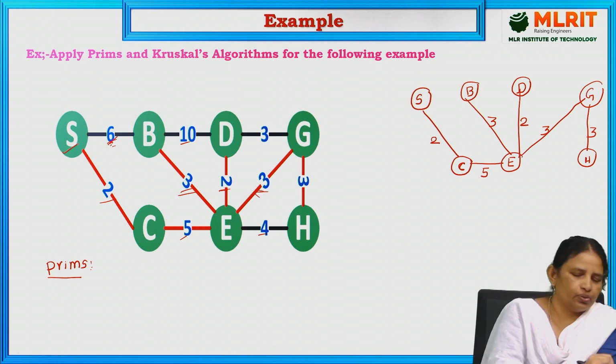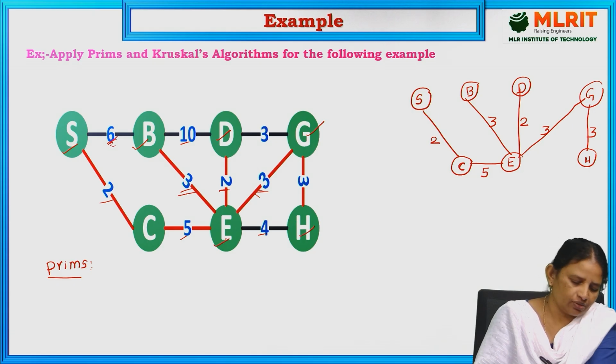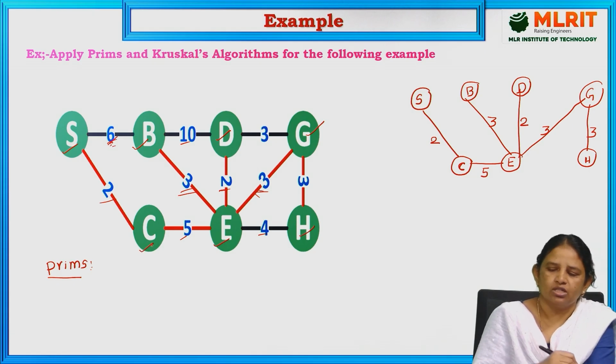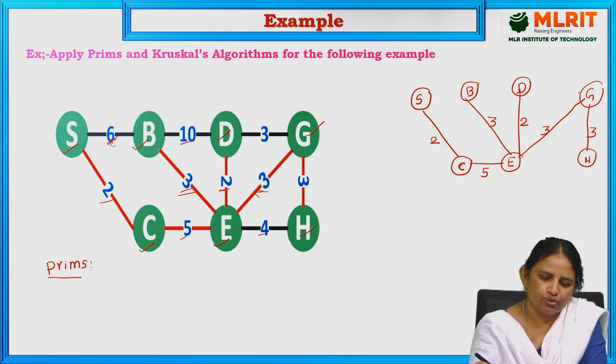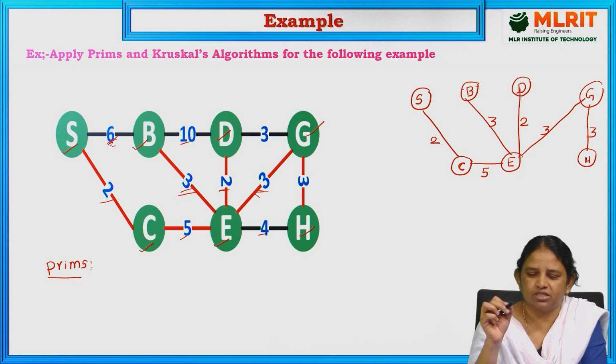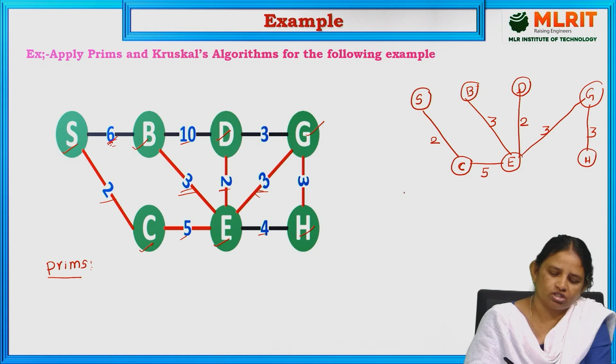S is included, B is included, D is included, G is included, H is included, E is included and C is included. So H to E forms the cycle, D to G forms the cycle, B to D forms the cycle, S to D also forms the cycle. Then we have to stop the traversing process, then calculate the total cost of the spanning tree.